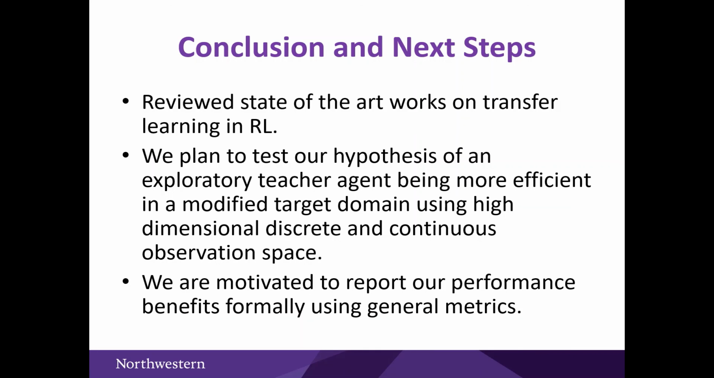Based on whatever we discussed in the previous slides, we have reviewed the state of the art works on transfer learning in RL. Based on the architecture we proposed in the previous slide, we want to test that hypothesis. We want to take a teacher which is more efficient in the source domain, and in the target domain we want to have an agent which is less efficient, like let's say a robot which does not have one of its arms working, for example. That is what we want to take as the source and the target domain.